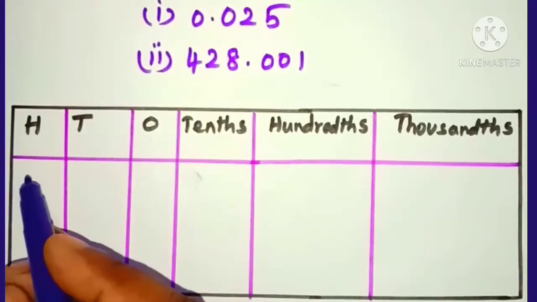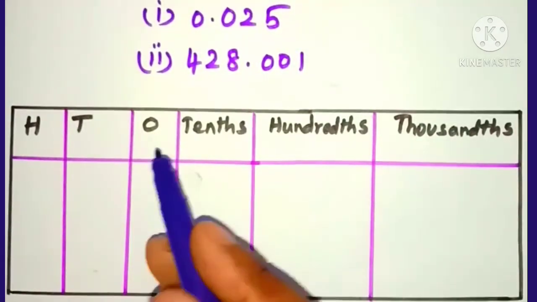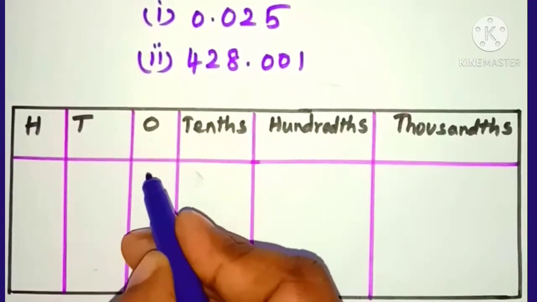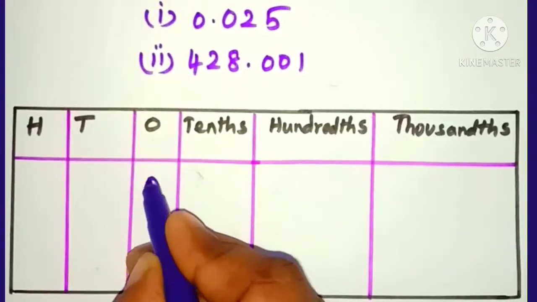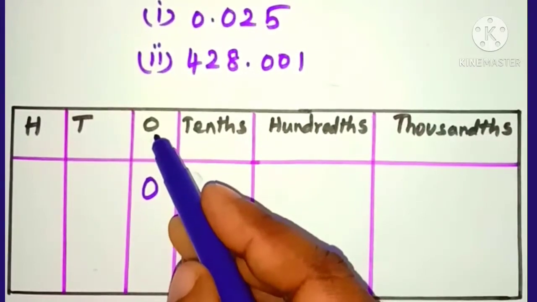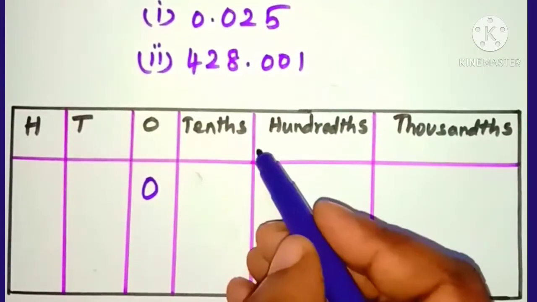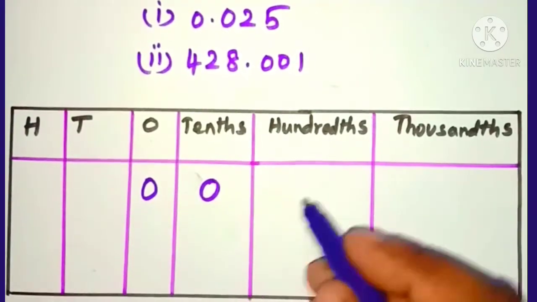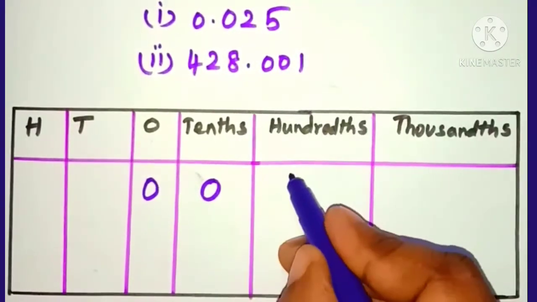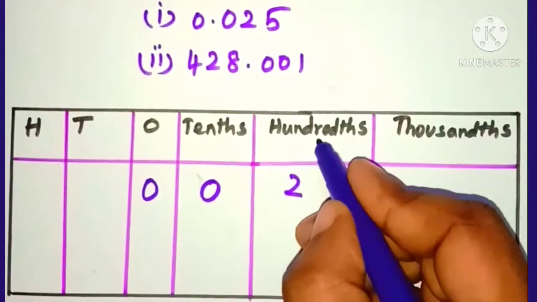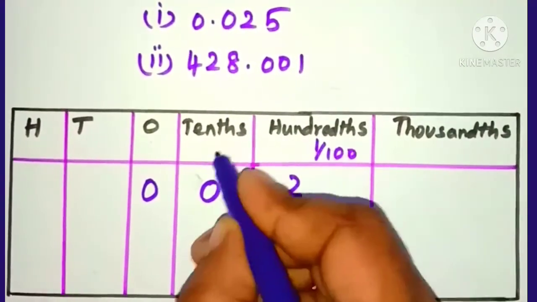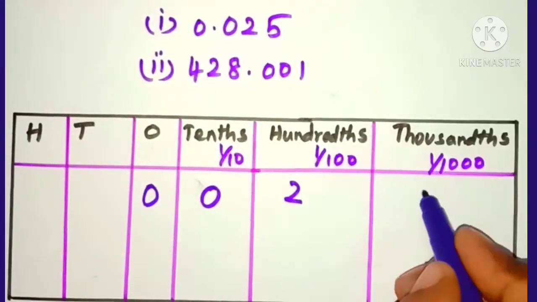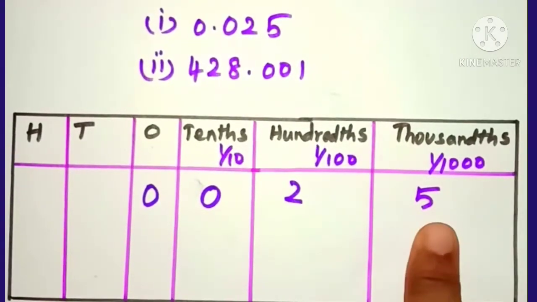Now 0.025. So point. So here write down 0. There is no digit in the ones place, so write down 0. And in the 10th place also there is no digit, so write it as 0. And 2 is in the 100th place, that is 1 by 100, and the next is 1 by 1000. And 5 is in the 1000th place.